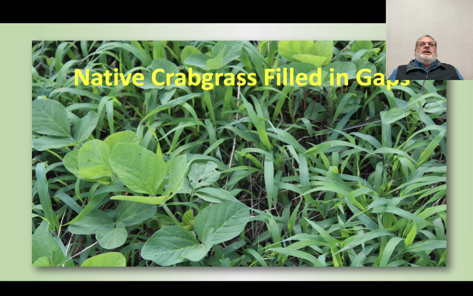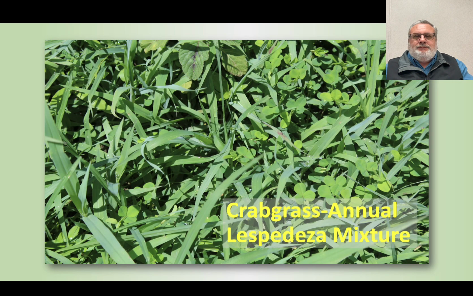A lot of times we get native crabgrass filling in the gaps in these soybean stands, which is not necessarily a bad thing, because crabgrass can be a pretty good forage. We did one location, we had a crabgrass annual Lespedeza mixture that was pretty nice.